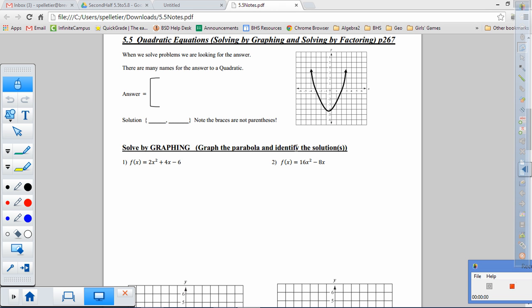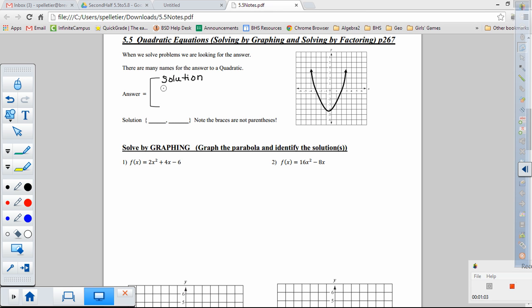And so what is the solution of a quadratic equation? When we solve problems, we're looking for the answers. And there are many names for the answers to a quadratic equation. You know how we are as mathematicians. We like to give things several different names. So to solve a quadratic equation, you are looking for the solution. That's sort of the no-brainer, right? If we're looking for the answer, we're looking for the solution.